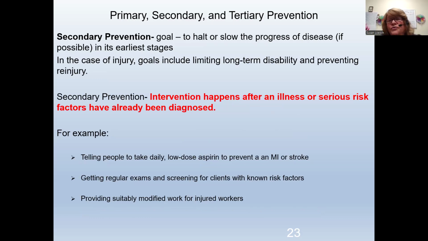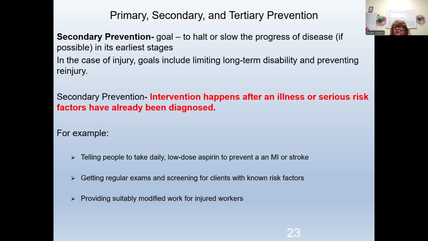Secondary is to slow or halt the disease. So here they may already have the disease, and they're trying to slow it down. But this also deals with long-term disability and re-injury. One of the examples is providing suitably modified work for injured workers. So an example would be you have a guy that works out on the dock and he got injured and can no longer work on the dock, but you're able to give him a desk job in the building. So you didn't fire him, and you made it possible for him to still work with his disability.